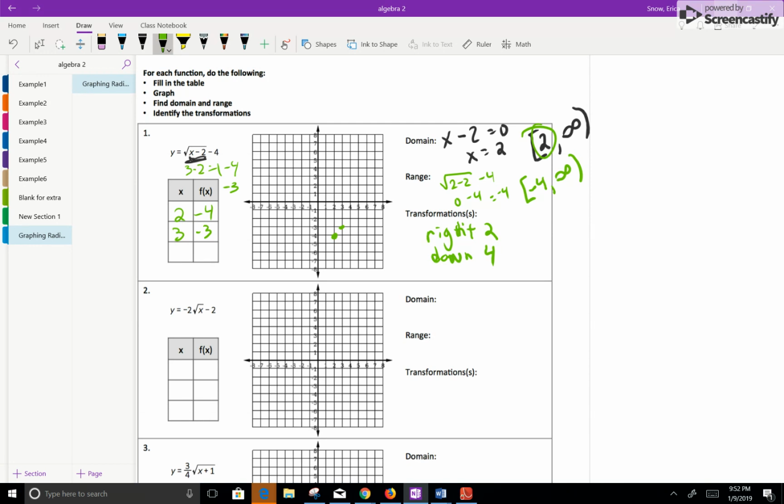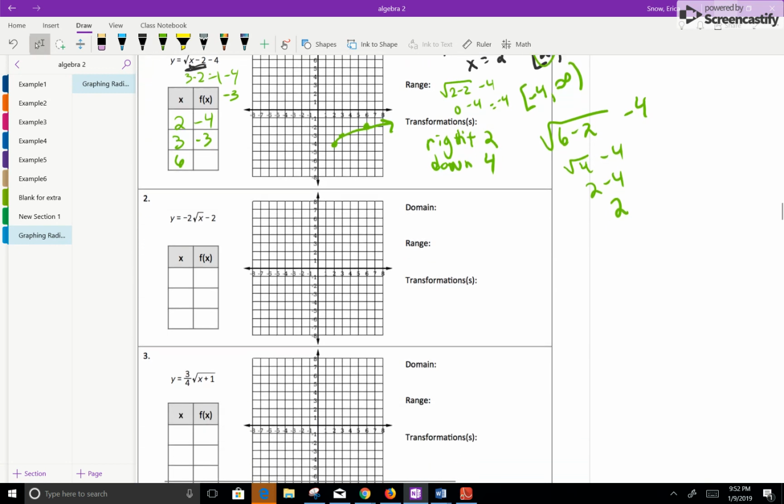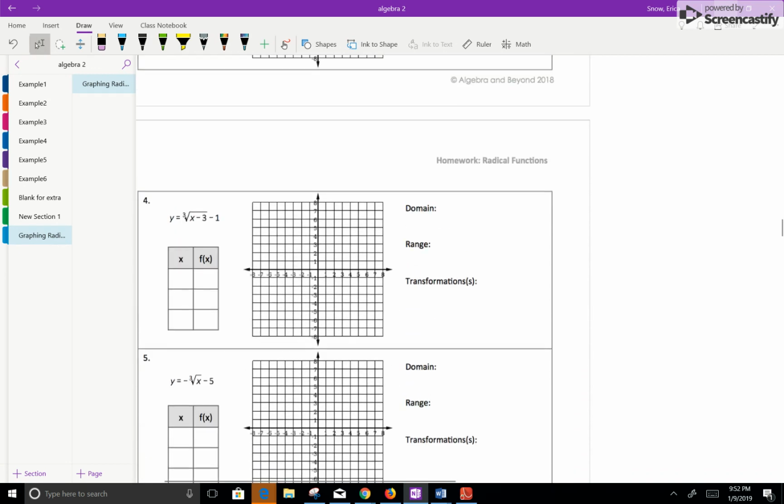And then I would typically go over 4 because that's my next perfect square. 1, 2, 3, 4, and then I'm going to go up 2. And this should be my next point I plug in, which is going to be 6. So the square root of 6 minus 2 minus 4 is going to give me the square root of 4 minus 4, which is 2 minus 4, which is -2. And look, that's where I am. So my little counting rule that I taught you guys way back when should still work. So I'm going to let you guys do the rest of those on your own.